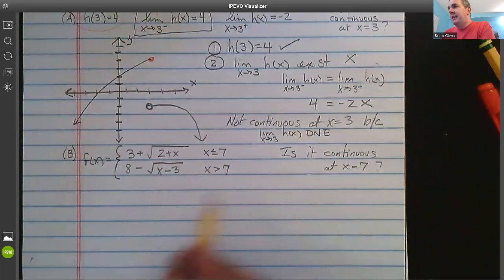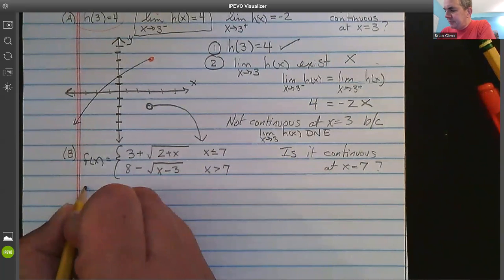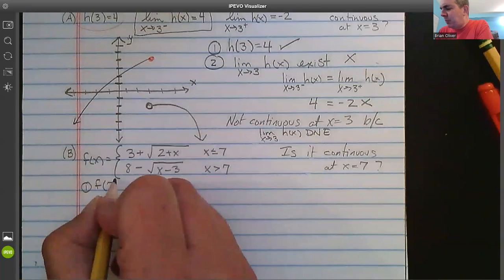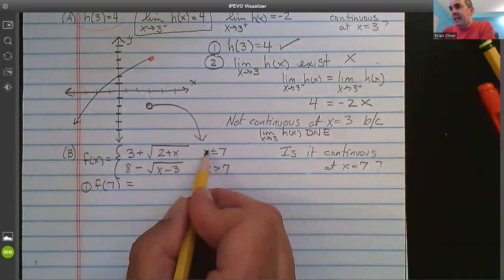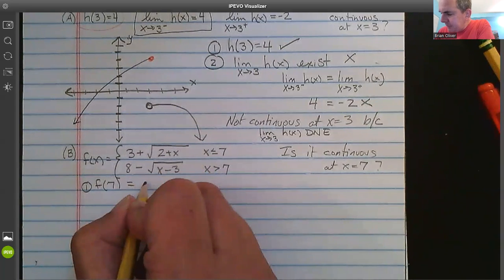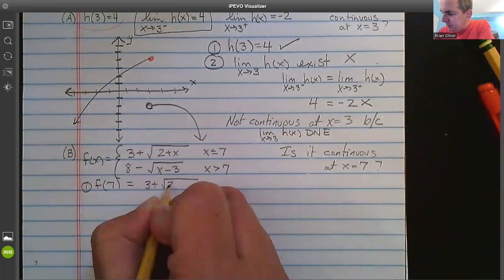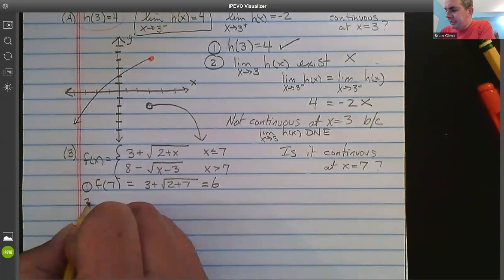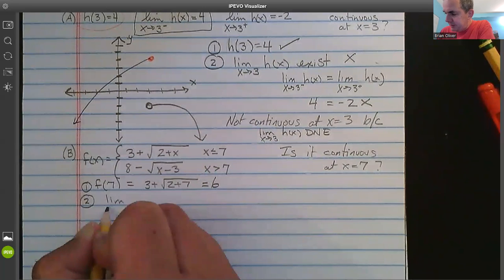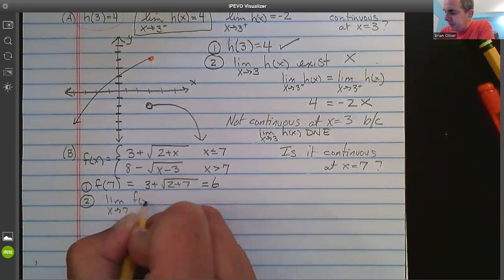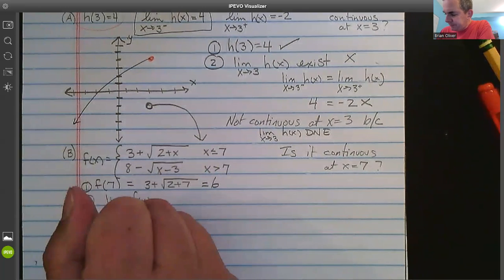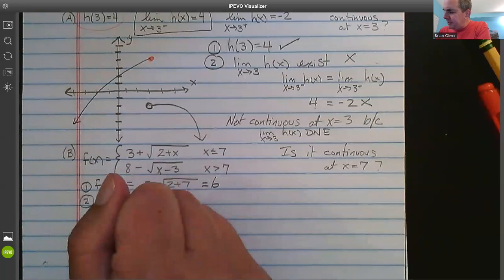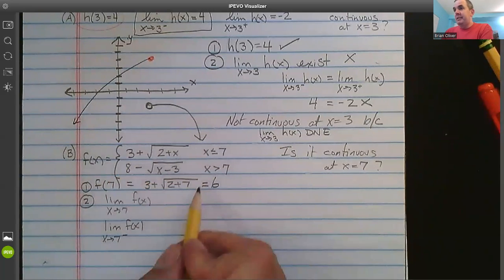So the next one is asking me, is it continuous at x equals 7? So again, the first thing I'm going to do is figure out what is f of 7. I'm going to use this guy right here because that's where x equals 7. I'm going to say 3 plus 2 plus 7. That gives me 6. Now I need to check the limit to see if it exists. Does the limit exist as x approaches 7 of f of x? So I got to check the left and the right. So I'm going to do the limit as x approaches 7 from the left of f of x, which is basically what I just did here. It's 6.